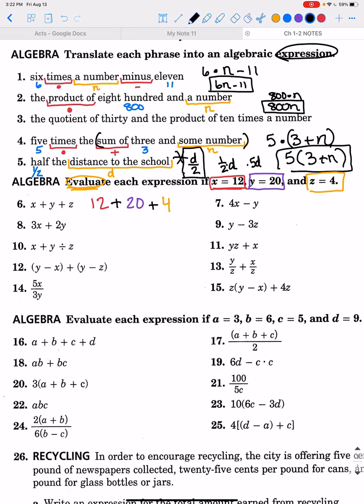So when you do that, 12 plus 20 is 32. Okay, so that's 32. Plus 4, 32 plus 4 is 36, and so there's your final answer for number 6.